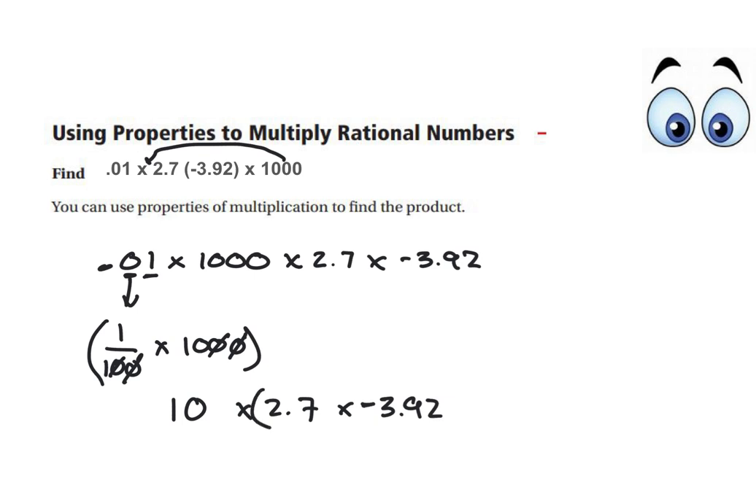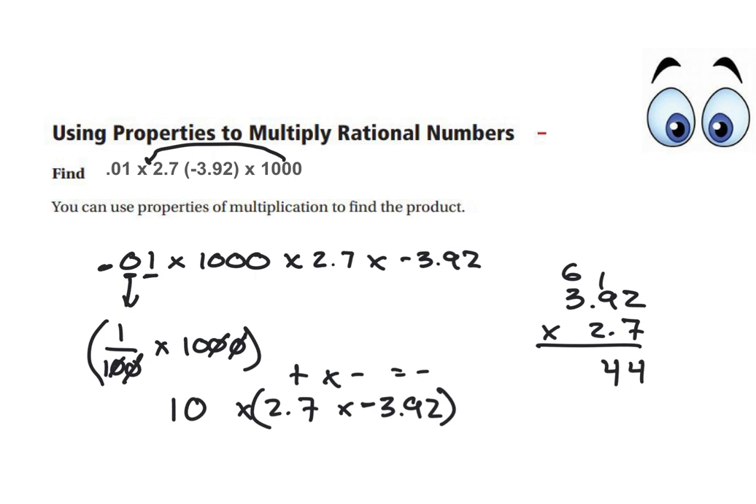For me, I think I want to use the associative property here, and I want to group these. A positive times a negative is a negative, so let's keep that in mind, and let's just multiply 3.92 times 2.7. 7 times 2 is 14, 7 times 9 is 63, and another one is 64. 7 times 3 is 21, and 6 more is 27. Zero for a placeholder, and we multiply the 2 times 2 is 4. 2 times 9 is 18, and 2 times 3 is 6, and another is 7. Add them up.